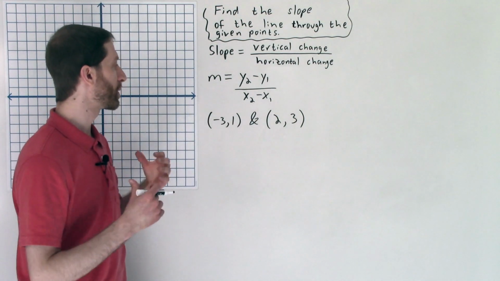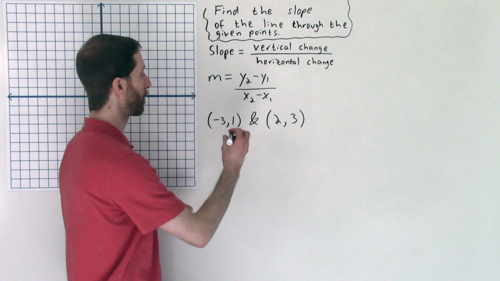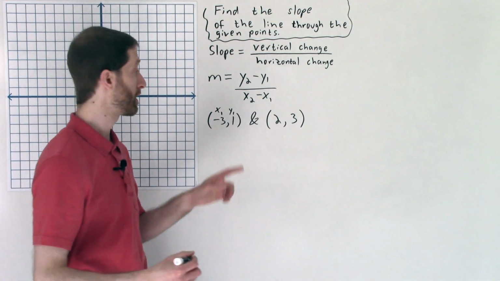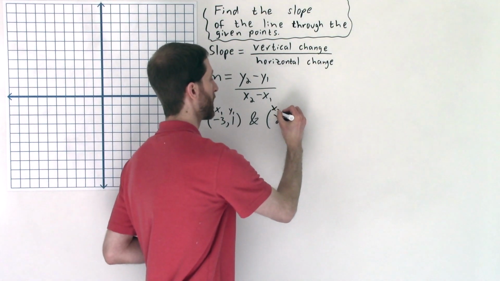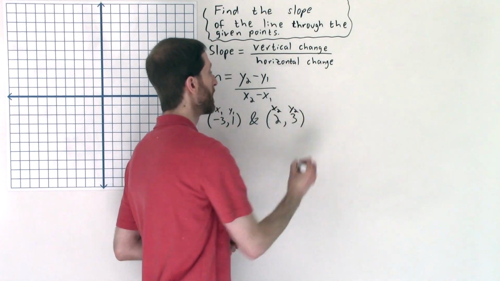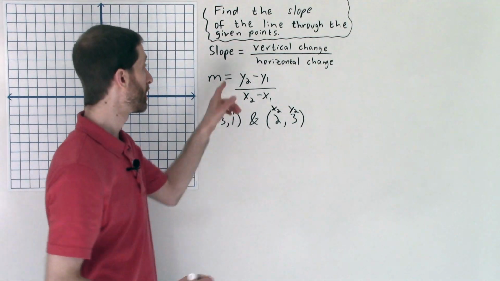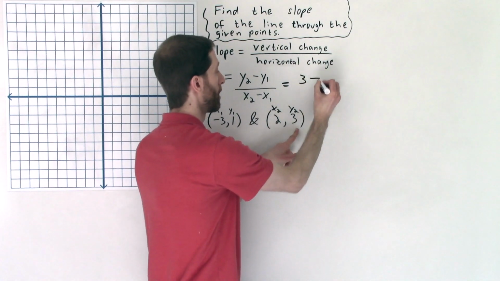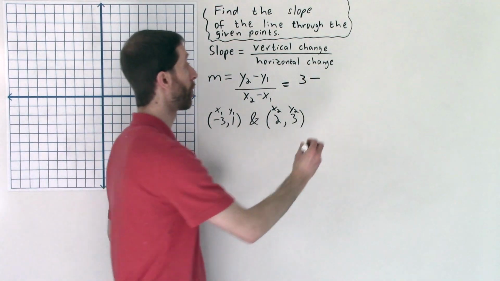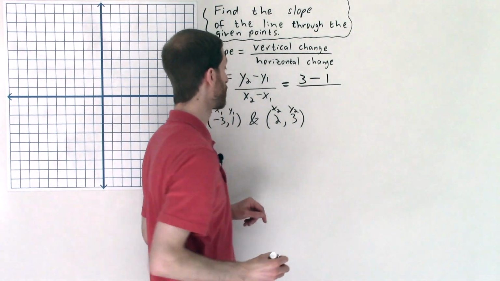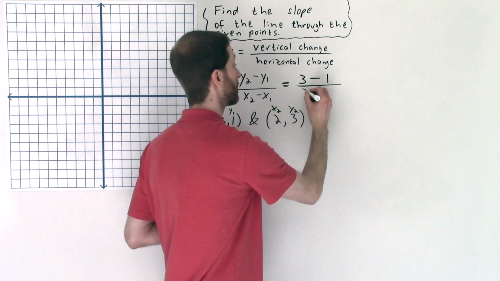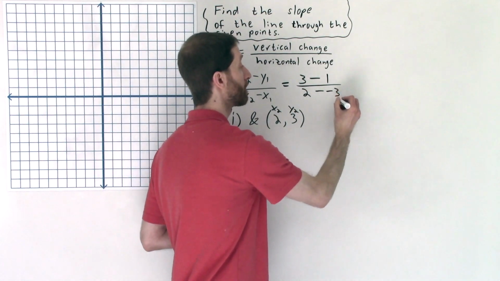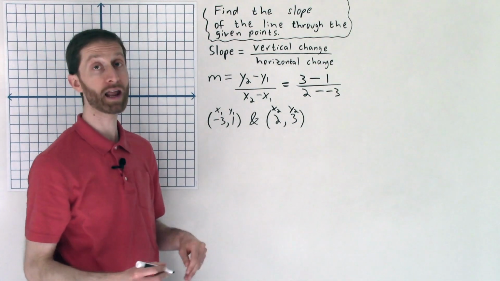So remember, we're going to assign x values and y values as point 1 and point 2, so I'll call this x1. This therefore is y1, and this point is going to be the second point, x2 and y2. And now it's as simple as following our equation right here. So y2 is 3 minus y1, which is 1. That represents the change in y. x2 is 2 minus x1, which is, be careful here, negative 3. And I say be careful because you want to include that negative sign.